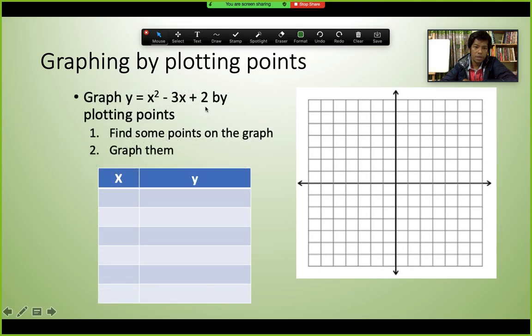We have another thing here. Now you can see that the power of x is not the same now. It is x squared. So this will not be a line anymore. This will be a curve. But the process is the same.